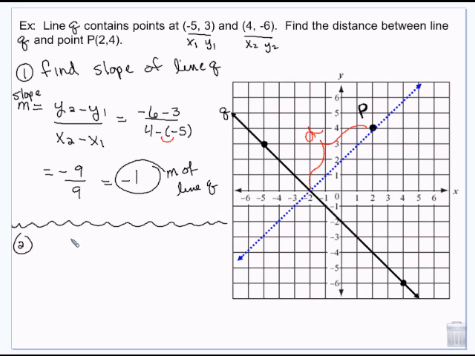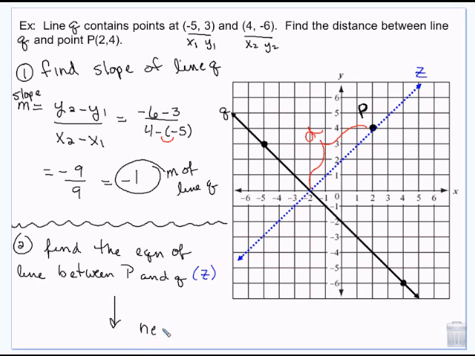Step 2 is we're going to find the equation of the line between P and Q. We'll call this line Z. Is Z good? Okay, Z's good. We'll call that line Z. So we're going to find the equation of line Z. We're short on space, so we're going to do this on the next page.